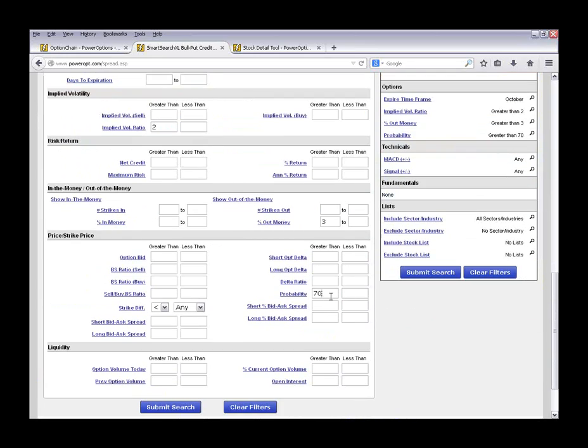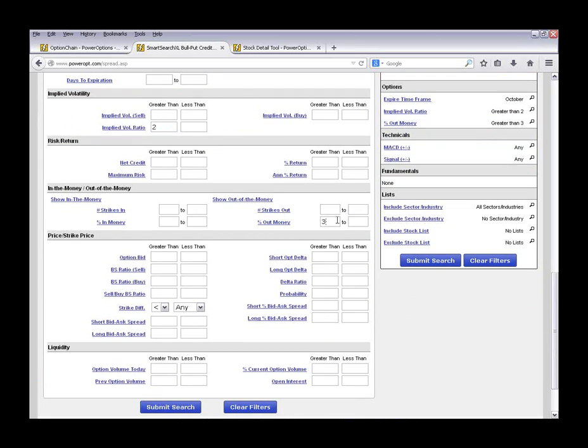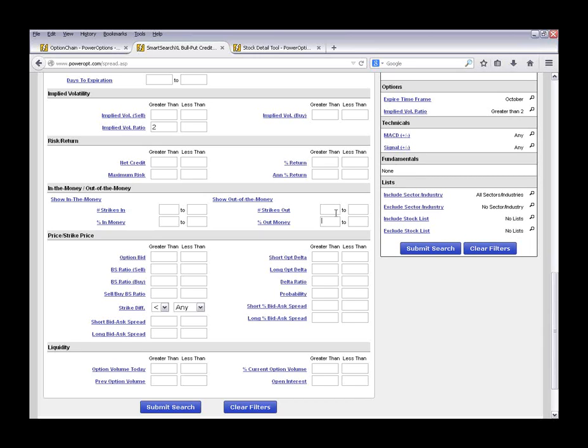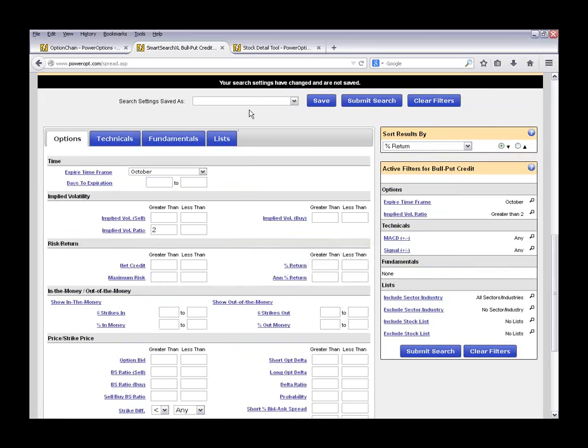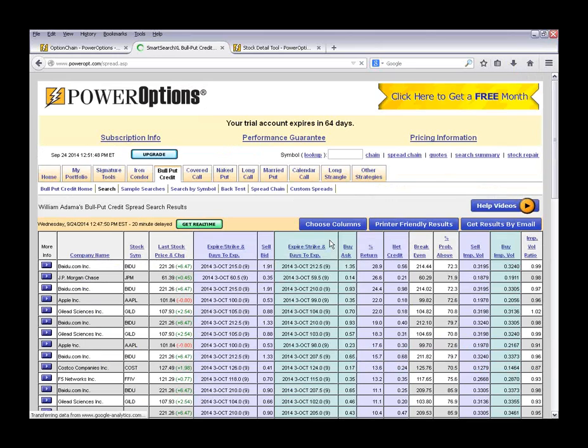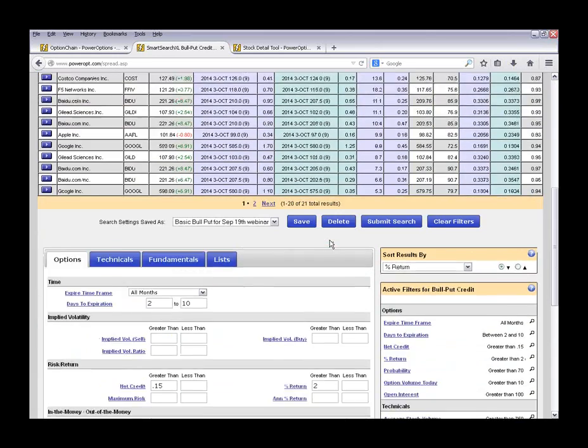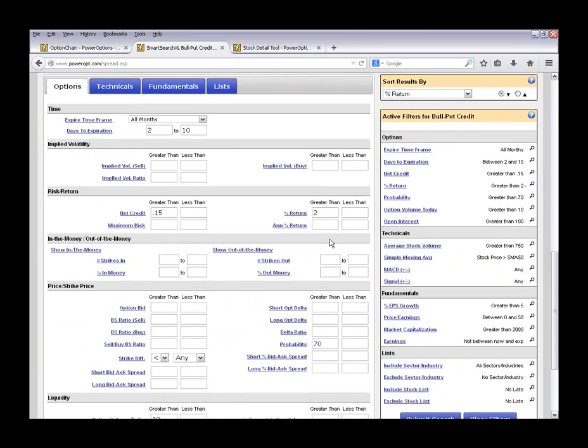And without even using things such as the implied volatility ratio or my range of implied volatility, I'm going to go back to that default search we created that we saw on September 19th, and I'm going to talk about why I'm using this. Let me just go ahead and run this screen. Now, the reason we created this screen is last Friday, the question came in of what kind of criteria you would use for a bull put credit spread. And we're talking about a bull put credit spread.